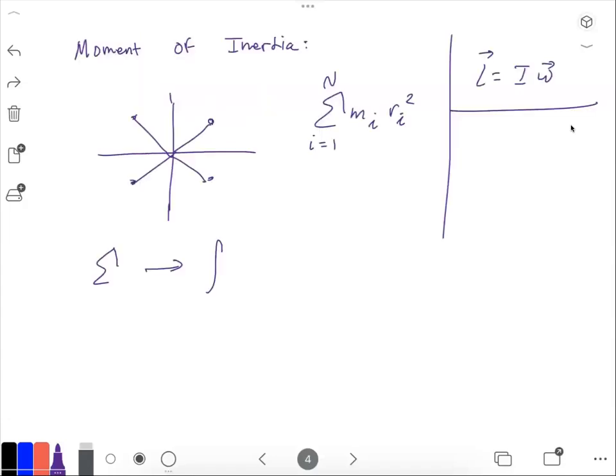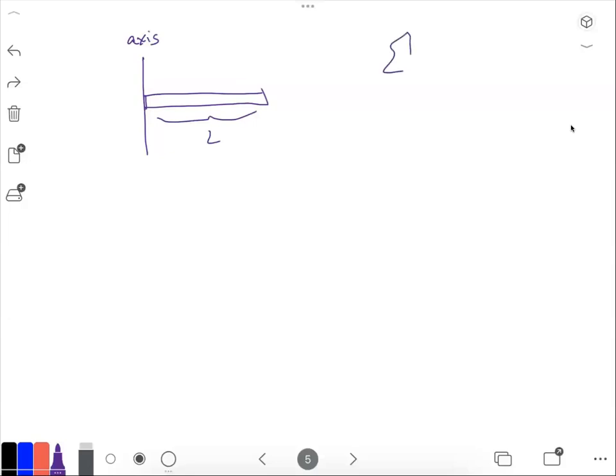So first, let's look at a one-dimensional rod that's rotating about this axis of rotation. Let's say that the length is L. I want to determine this moment of inertia. Now we said that for a countable number of particles, this was the formula.